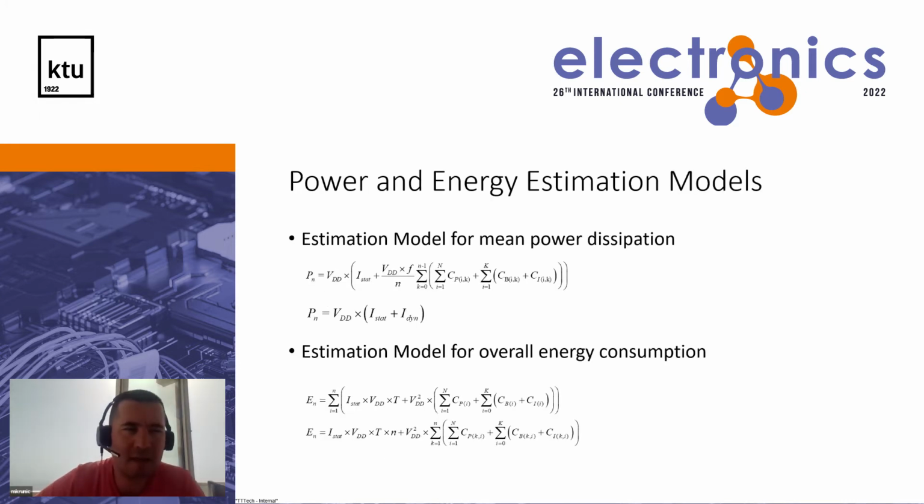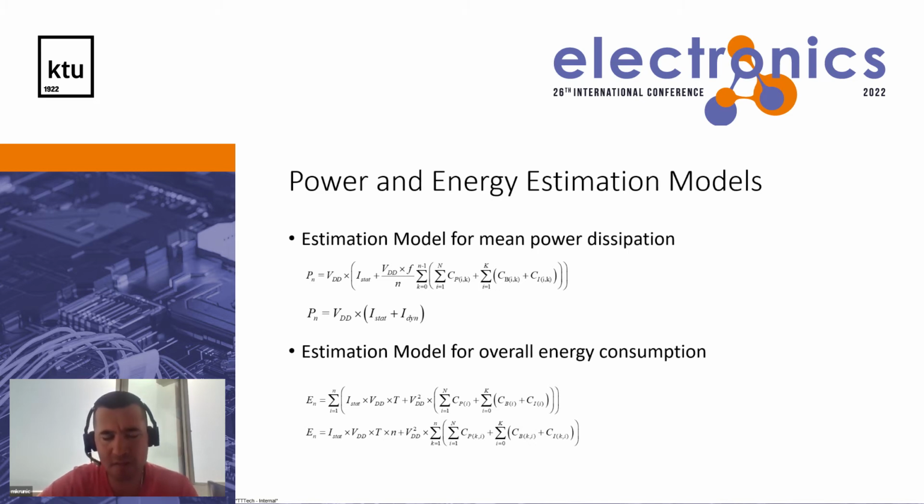Here on this slide are the derived estimation model for mean power dissipation and the estimation model for overall energy consumption. You can switch from one to another model, of course. Overall energy is power that you took over the time. So it's of course trivial, but it is worthwhile to emphasize because many people are misunderstanding the meaning of power and energy. So power is something that we take over the time.